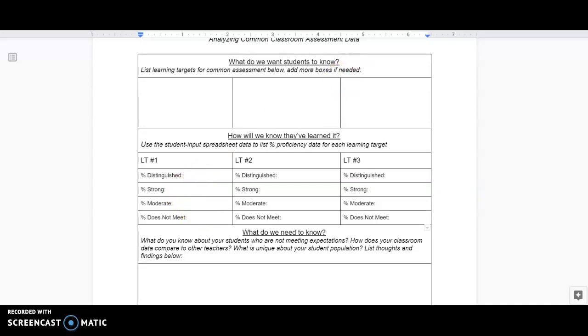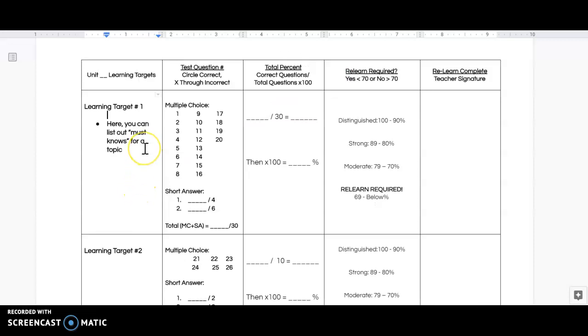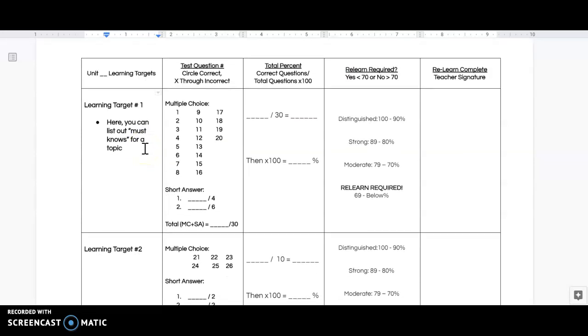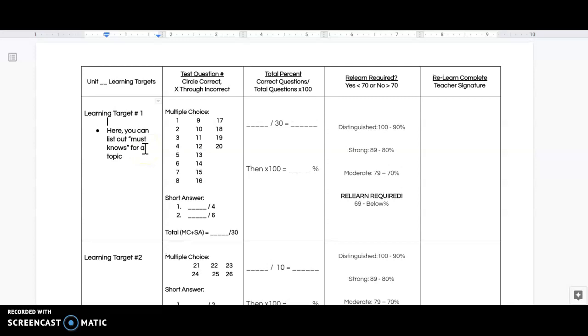And so we'll go back and look at this. This is modified from something my PLC actually uses. I made a few changes to make it less specific to my school. For example, we do a relearn and a retest, and a few different processes because we have an advisory schedule where we can call kids in to do different things. But here you could put the unit, whatever learning targets, and then teachers could list out specific learning targets of what they want students to know.